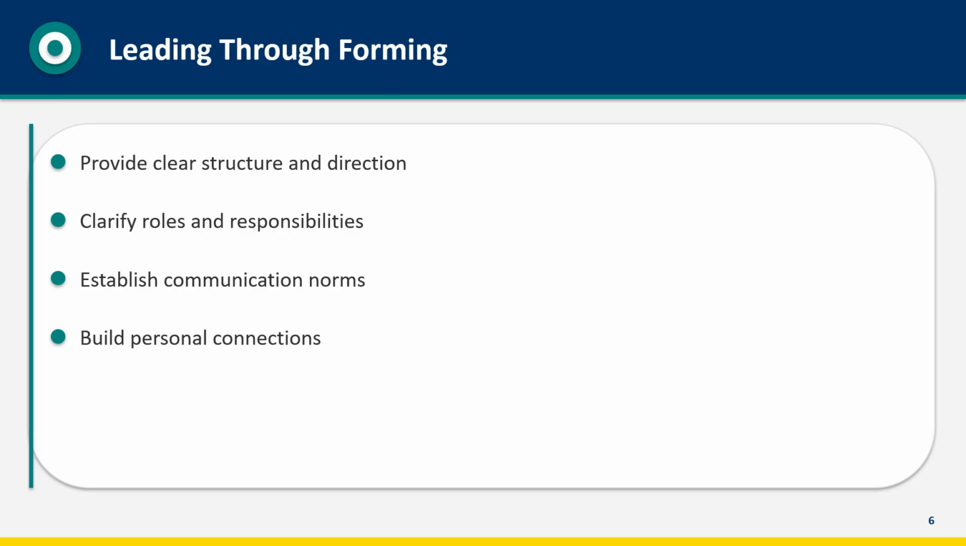Establish communication norms early. How often do we meet? How do we share updates? How do we make decisions? And create opportunities for personal connection. People who know each other as humans collaborate better than strangers. A team dinner or informal chat time accelerates relationship building.